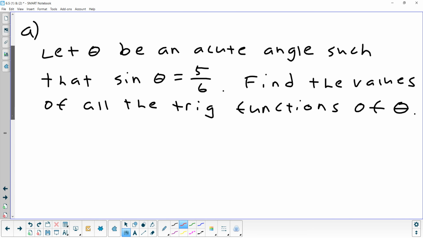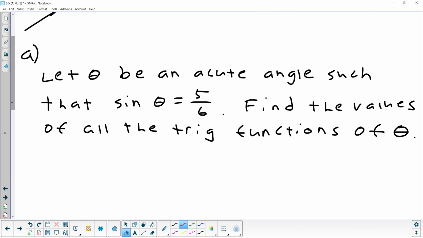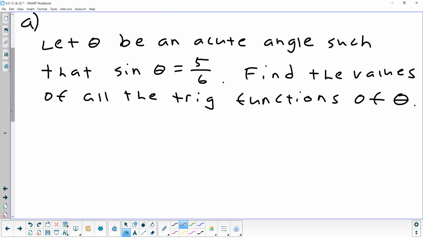Okay, so it says let theta be an acute angle where the sine of theta equals 5 over 6. Now, when you draw a triangle, you can put the theta wherever you want, and you can draw your right triangle however you want. If you want to have it face this way, that's not normally how I do it, but that's fine. Pick where you want to put theta. Let's put it down here. Up to this point, you can't really go wrong. Now you have to start putting things in the right spot.